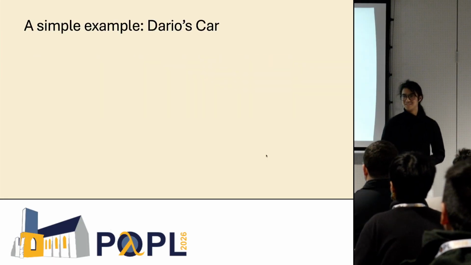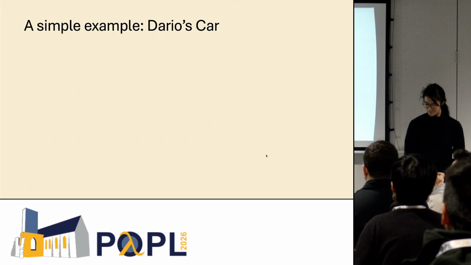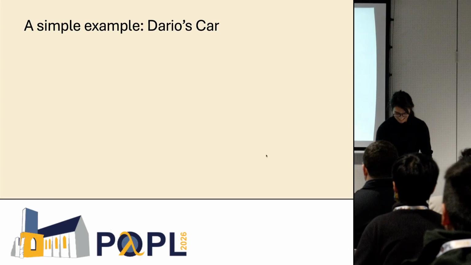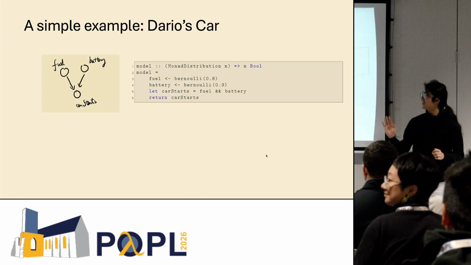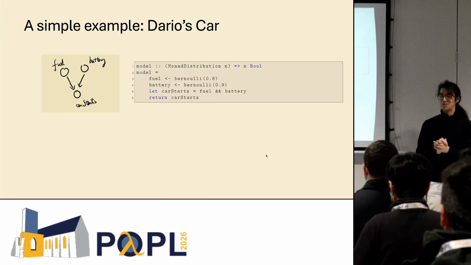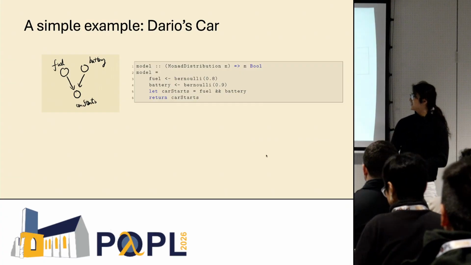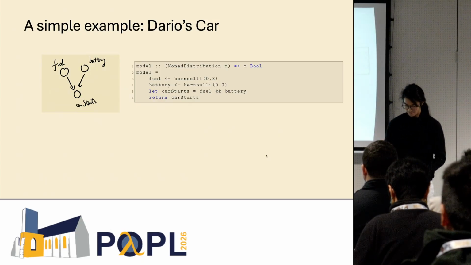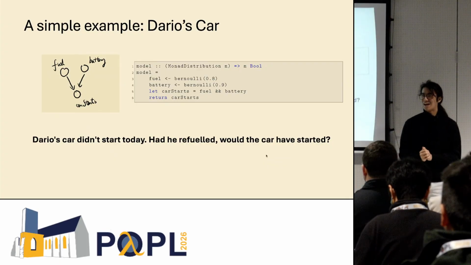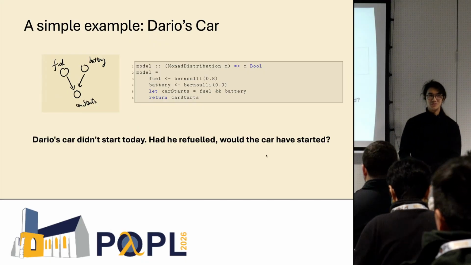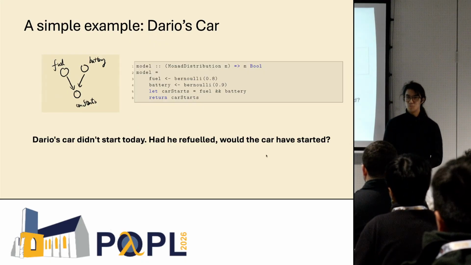So, right. Let's start with a small example. Say Dario has a car, right? And the probability of it starting is represented by this probabilistic program. So it starts if it has fuel and battery, and it has fuel with probability 0.8, and independently it has battery with probability 0.9. So Dario is quite unhappy today because his car didn't start. And we want to ask, had he refueled, would the car have started?